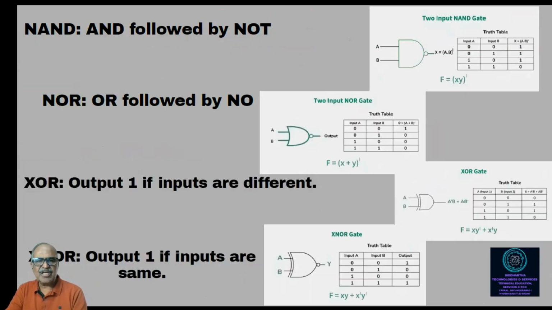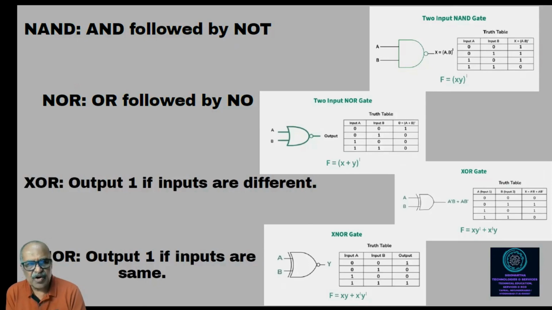Let's discuss some more gates. That is the NAND gate. NAND is nothing but AND followed by NOT. So you can see A and B, and what is the output? F is equal to, you can just check it out.